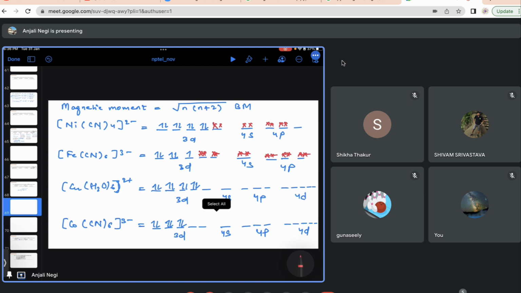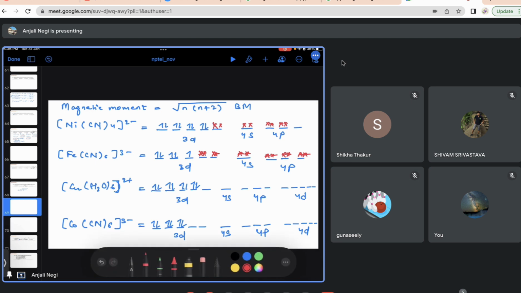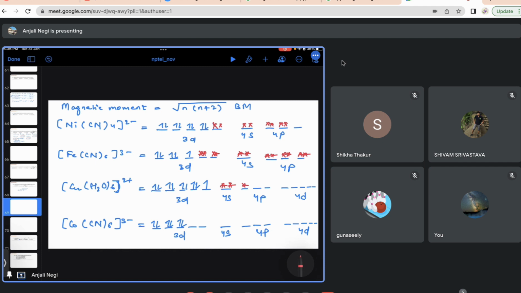Okay, and so from copper, there will be one electron here from copper, and the rest are the ligand electrons. Similarly, these are the ligand electrons.